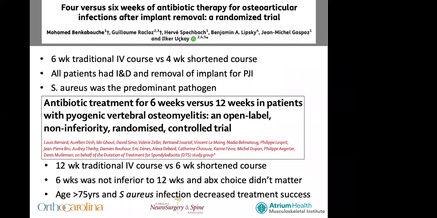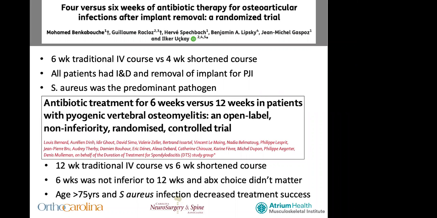Here are some other studies that are trying to determine optimal treatment duration. The first study is a prospective, unmatched, unblinded, randomized interventional study to look at whether 4 weeks of IV antibiotics for PJI plus surgical removal of the infected implant is sufficient, or whether they'd have to do the traditional 6-week IV course. They showed that 4 weeks is non-inferior.